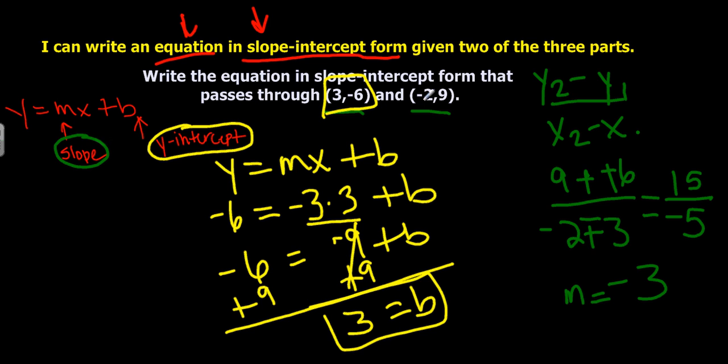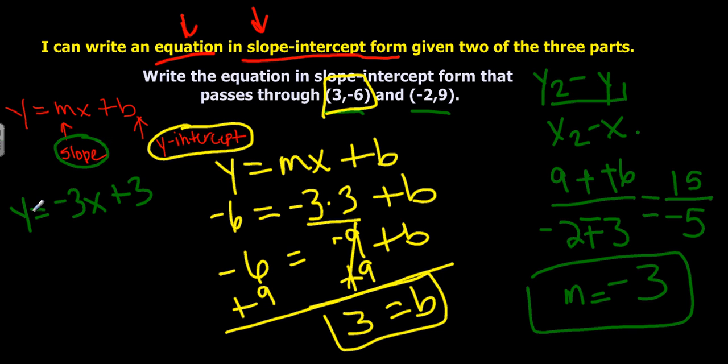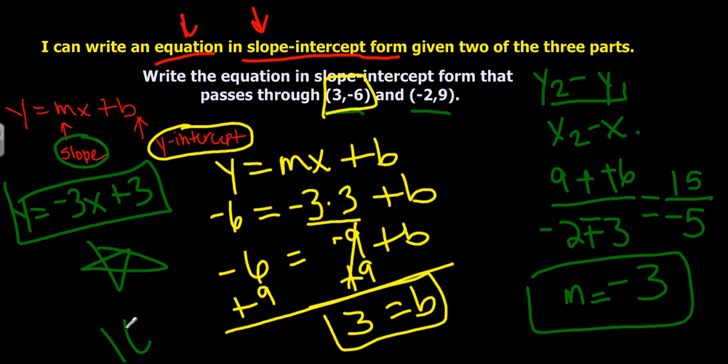There's my b. So now I have my slope at negative 3, and I have my y-intercept at 3. I can just go ahead and fill it into the form of the equation. So I get y equals negative 3x plus 3. Done! Super awesome work! I found my slope, I found my y-intercept, I plugged it in. Done. Super good. So now let's look at one where maybe I'm given my graph.